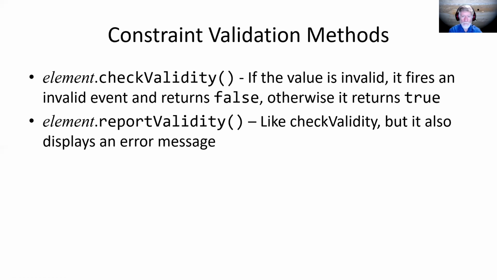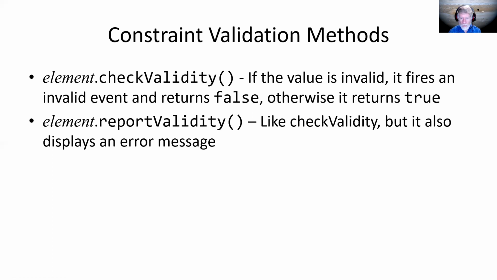If, though, it doesn't meet the input, it returns false, and it fires an invalid event in case your program is capturing invalid events. If you are, you'll get it. Otherwise, well, you'll ignore it. It does not, by default, print any error message. It simply responds true or false. The very similar method, report validity, does the same things as check validity, but also if the input is incorrect, it will display an error message on the screen of the browser, telling the user that something is not right.